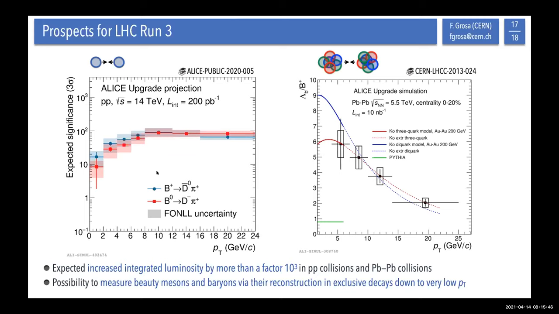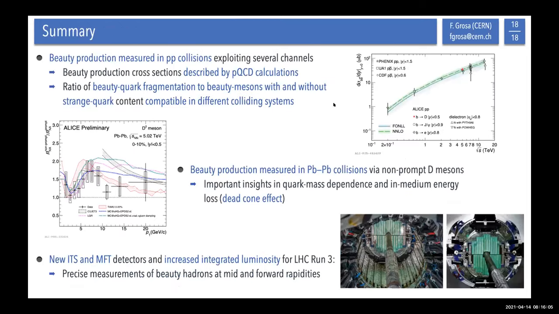And this will give us the possibility to measure beauty mesons and baryons by exclusive decays down to very low pT, both in pp collisions, and you can see an example on the left for B mesons, and in heavy ion collisions, where you have an example also for Lambda_b baryons. So this brings me to the summary.